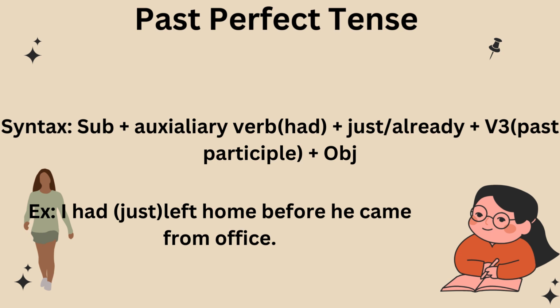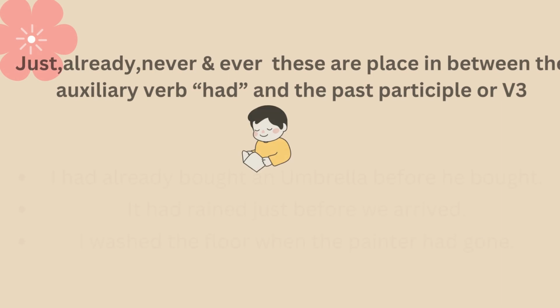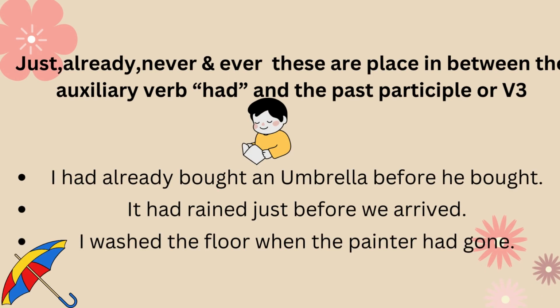That means one is I left home and the other is he came from office. Okay, in this, which one is the first action that has taken place? First happened action. I left home is the first happened action, so it should be in past perfect tense form. That means we are just adding had here. Okay, I had left home before he came from office.